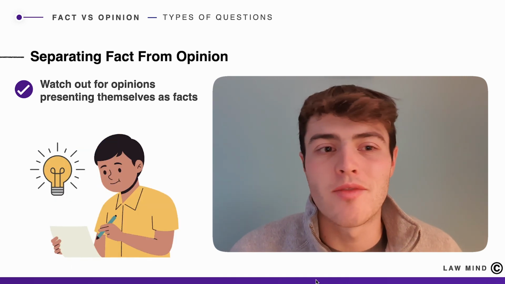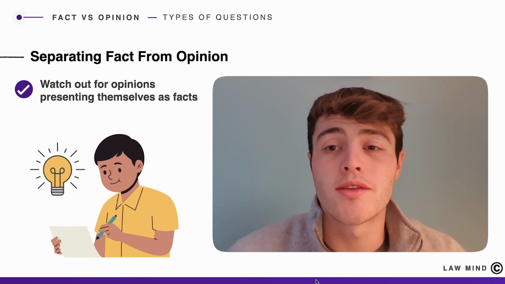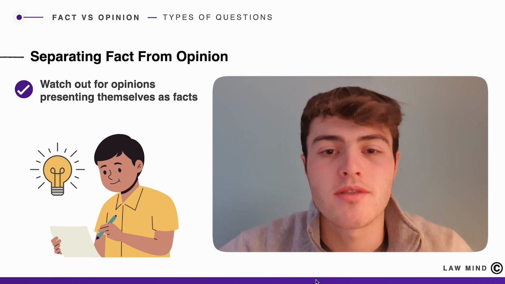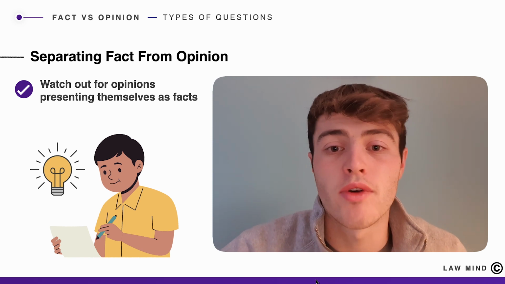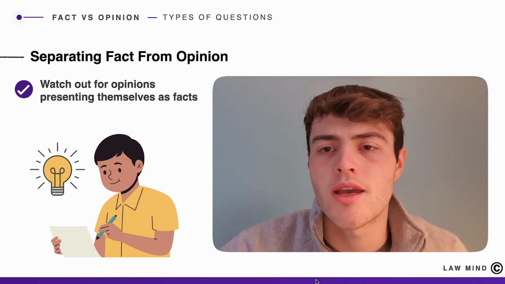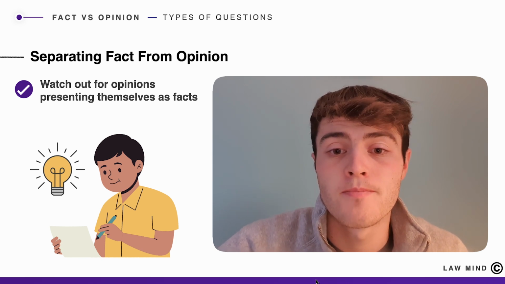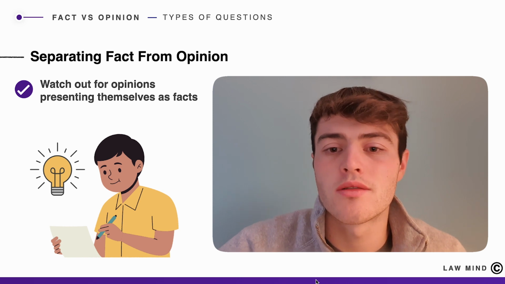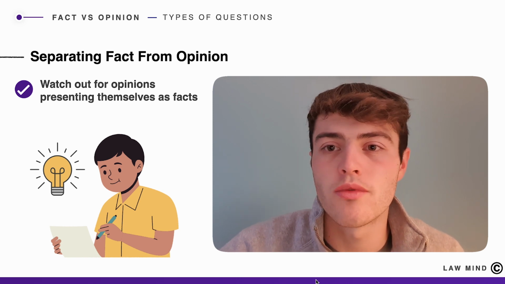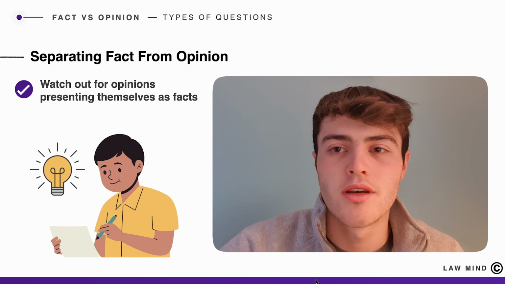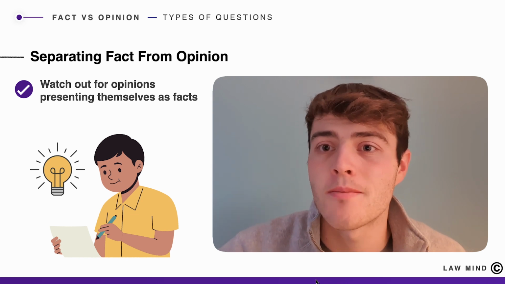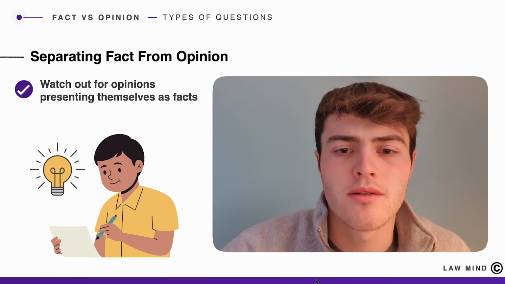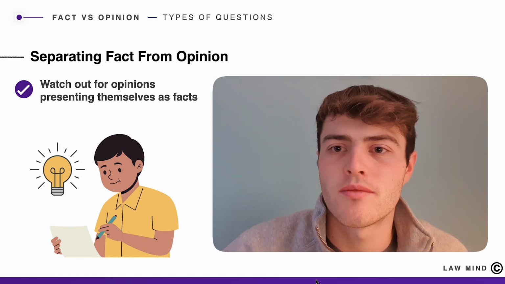However, it's not always that simple. So you should watch out for opinions which present themselves as facts. Sometimes a writer is trying to convince the reader of a point, and so will present their opinions in a way which looks factual. Let's take, for example, "Ford is the best car in the world because it is the most affordable, durable, and spacious." Now this looks like it might be a fact. It looks as though it's backed up by evidence, and it doesn't really use any emotive language. However, it's still an opinion.